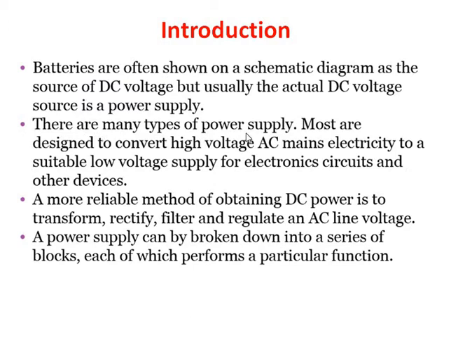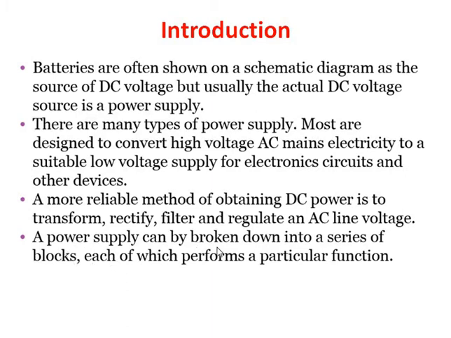There are many types of power supply. Most are designed to convert the high voltage AC mains electricity to a suitable low voltage supply for electronic circuits and other devices. That means AC is converted to a suitable voltage level by means of the rectifier and voltage regulator. A more reliable method of obtaining DC power is transformer, rectifier and then filter. So it converts the AC line voltage to the regulated DC supply.